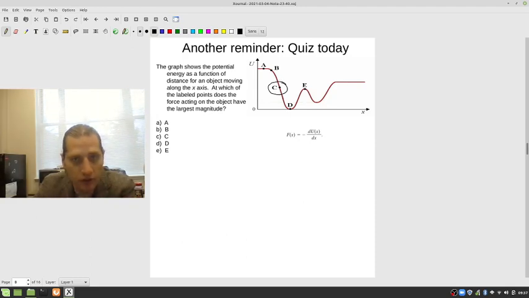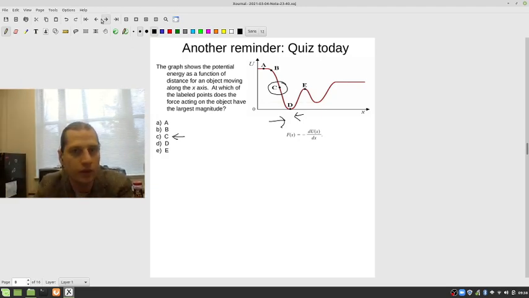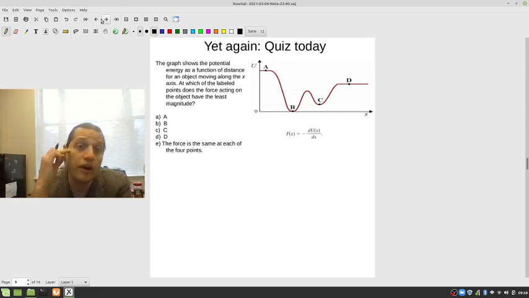Okay, so wherever your slope is the biggest, that's where you have the biggest force. And that tracks with your experience if you've ever been on a roller coaster. Now notice this slope is negative. The minus sign here keeps track of that so that the force is in the plus direction. It's pushing you in this direction. Along this way, you'd be slowing down, so the force that you'd track would be along that direction. Okay, so interesting. Let's try it again. The graph shows a potential energy as a function of distance. At which of the labeled points does the force acting on the object have the least magnitude?